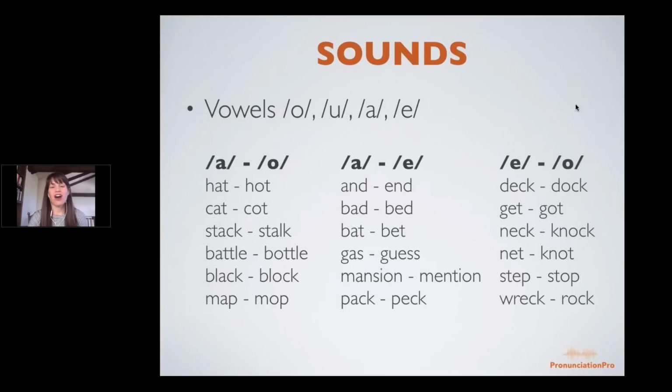So the eh and the ah, do this after me. Deck, dock. Deck, dock. Okay, do the next one. Get, got. Very good. Next one. Neck, knock. Net, not. Yeah. Step, stop. Wreck, rock. Good. Very nice. All right, so you're getting those. So it's that sound for you.